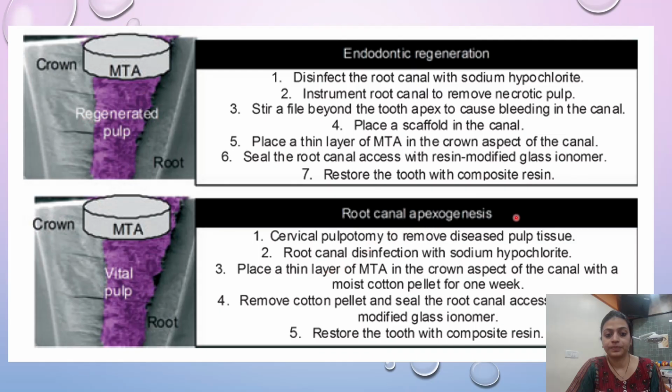Then root canal apexogenesis. Here, cervical pulpotomy is done to remove only the inflamed pulp, only the diseased pulp tissue. Then root canal disinfection can be done with sodium hypochlorite, but only the inflamed portion is removed. Place a thin layer of MTA in the crown aspect of the canal with a moist cotton pellet for 1 week. Remove the cotton pellet and then seal the root canal, or whatever portion was removed, and then restore the tooth with composite resin. So we maintain the vitality of the tooth; that is root canal apexogenesis.